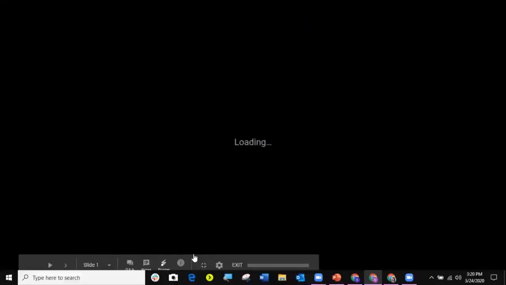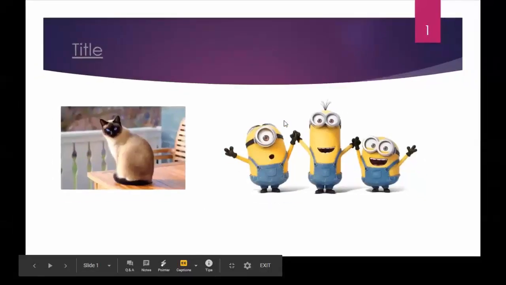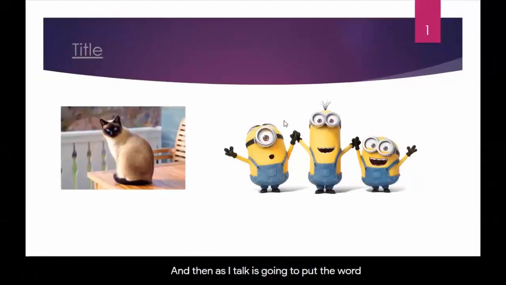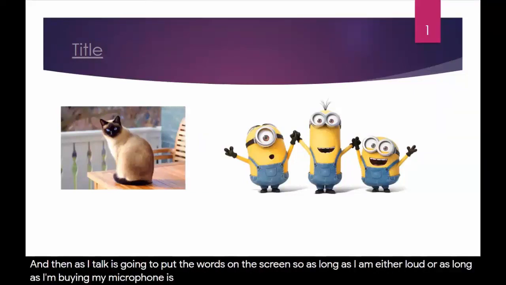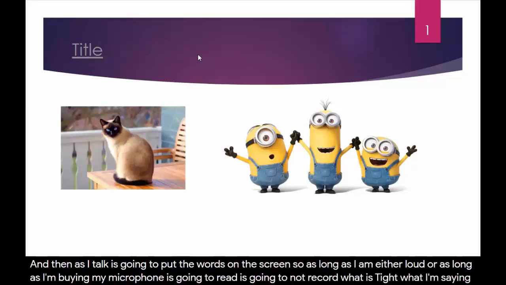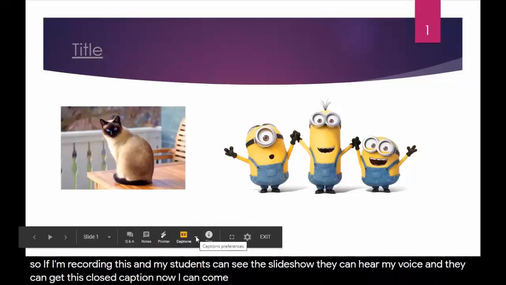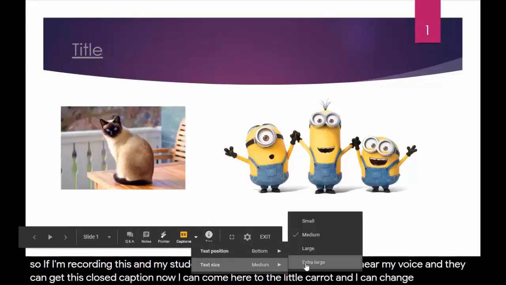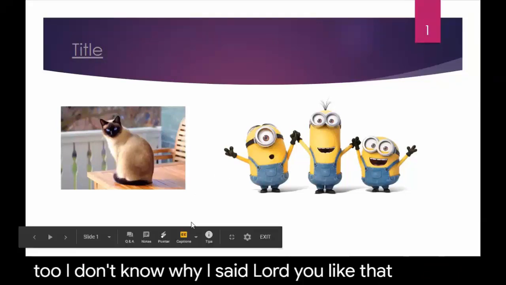and then on my little toolbar down here, I'm actually going to hit closed caption. And then as I talk, it's going to put the words on the screen. So as long as I am either loud or as long as I'm by my microphone, it's not going to record, but it's going to type what I'm saying. So if I'm recording this, then my students can see the slideshow, they can hear my voice, and they can get this closed caption. Now I can come here to the little caret, and I can change this to, let's say, extra large.